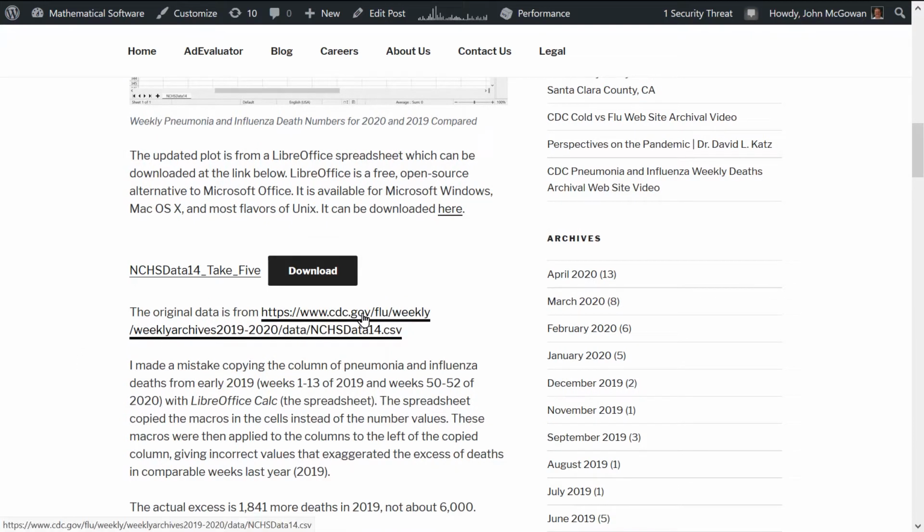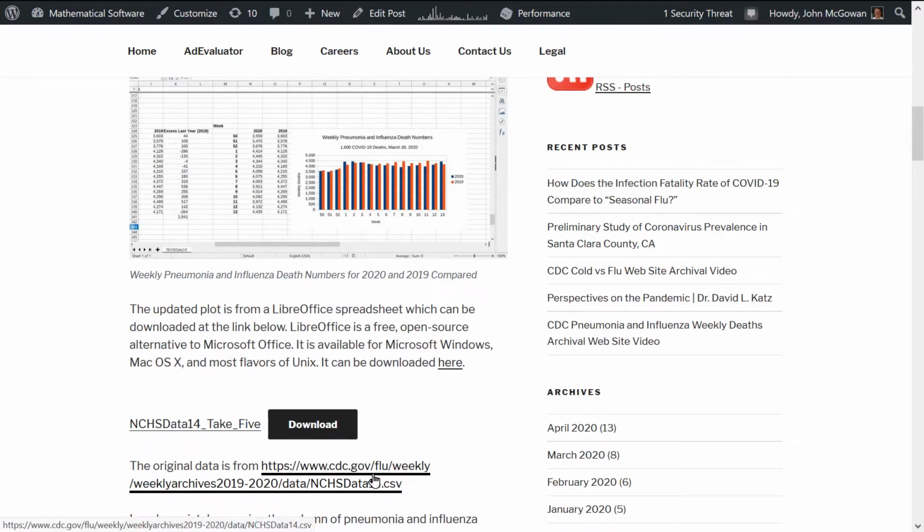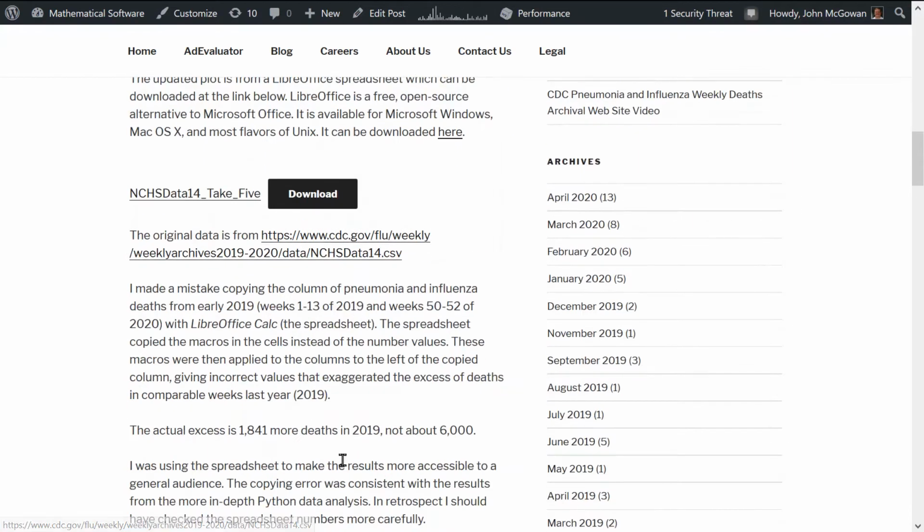The original data is from this file on the CDC website, so this is an archive of these weekly numbers. If you find that the numbers in the file don't match the spreadsheet, please let me know, because I have copies of the comma-separated values files I downloaded, and I'd like to compare them. I would not be completely surprised if these numbers change, even in these archived files.